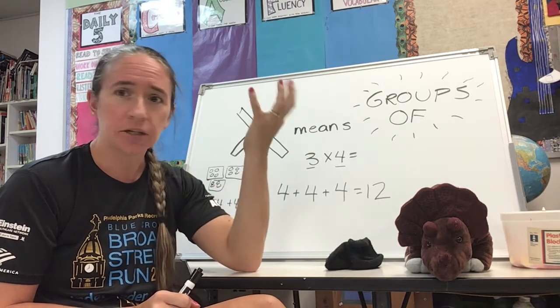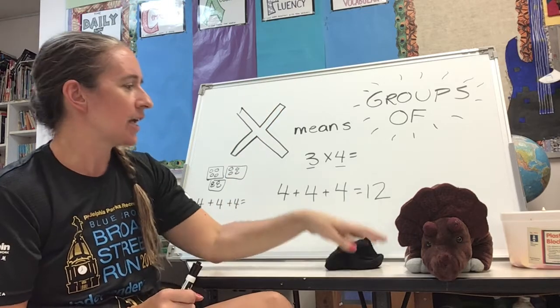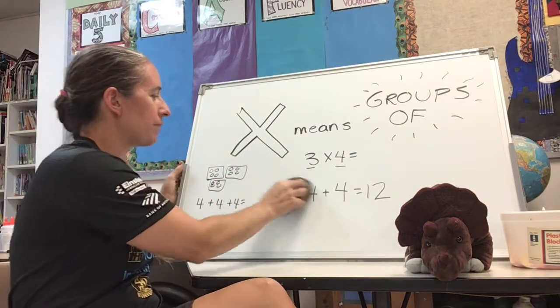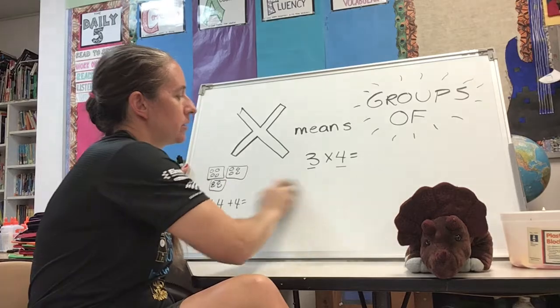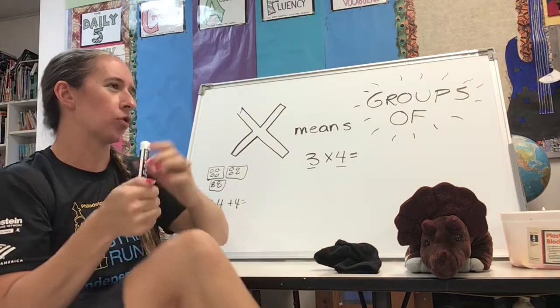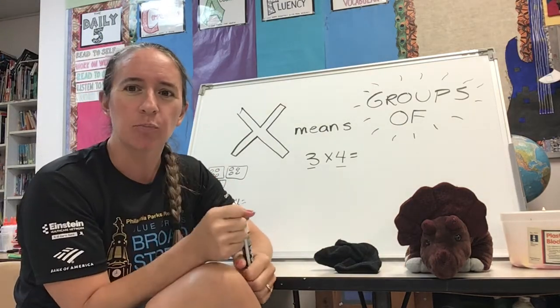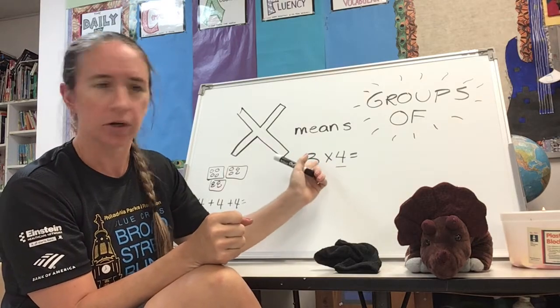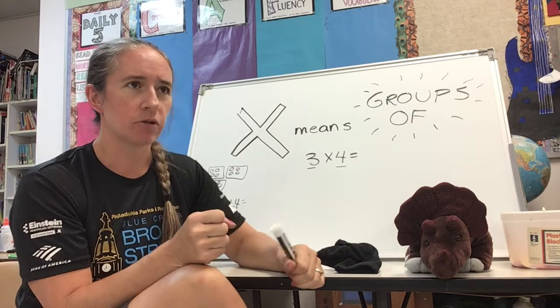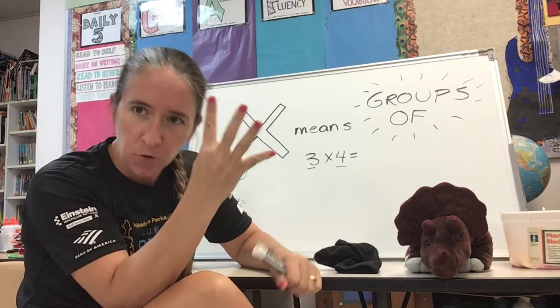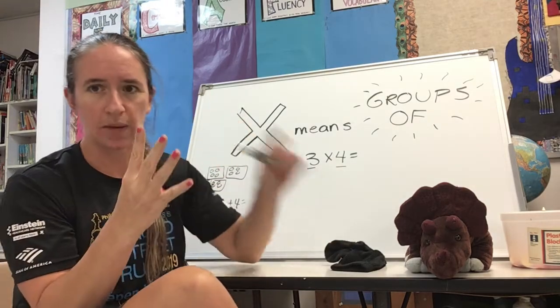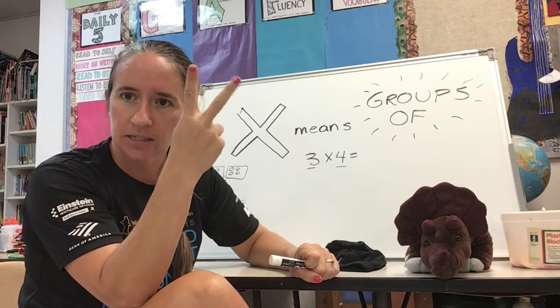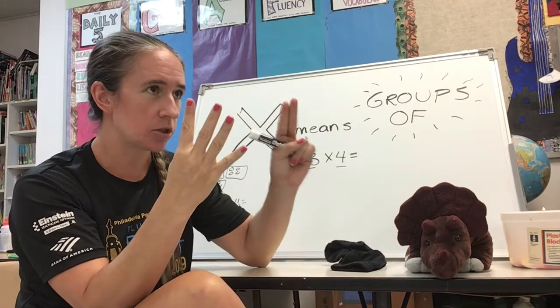So I can do this with my fingers. And once again, I'm going to solve 3 times 4. So I'm going to skip count by 4 3 times. 3 times 4. 3 groups of 4. So I'm going to go 1, 2, 3, 4. That's 1 time I skip counted. 5, 6, 7, 8. That's 2 times I skip counted.